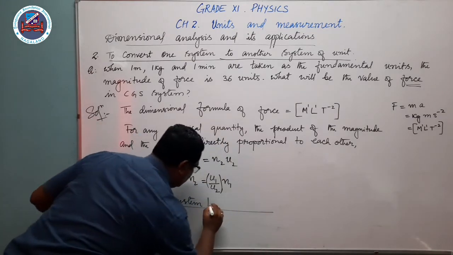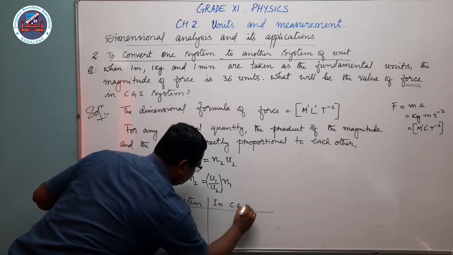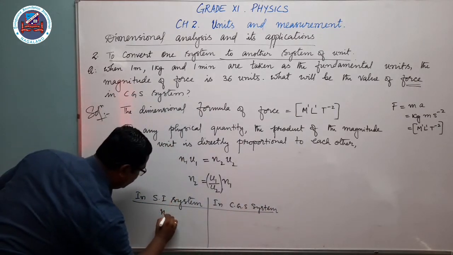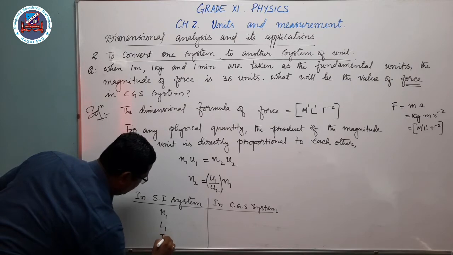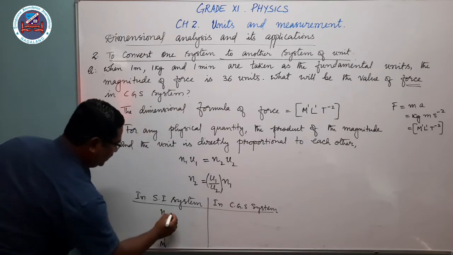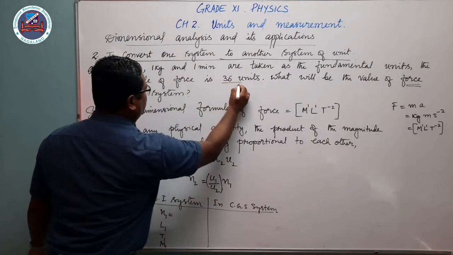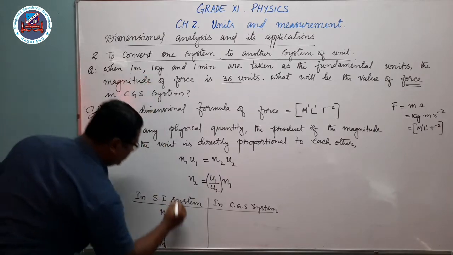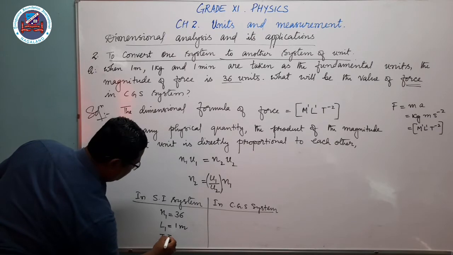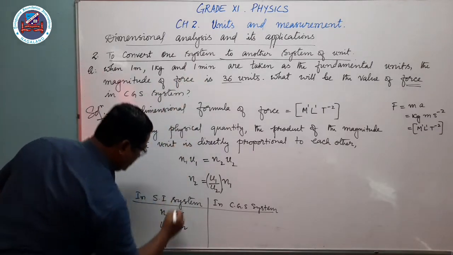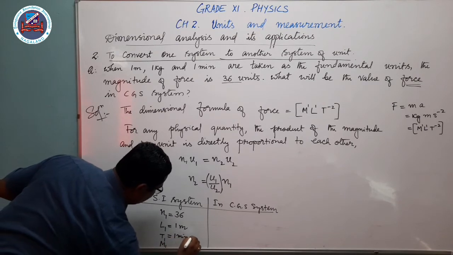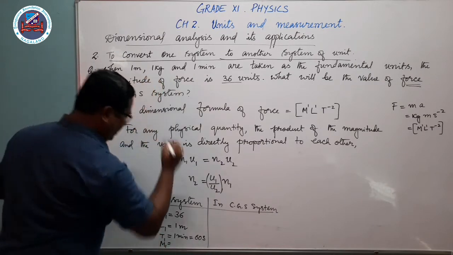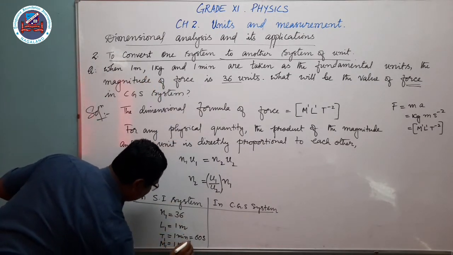And you're going to convert it into CGS system. Here, in the SI system, all we are taking as 1: length also 1, time also 1, mass also 1. N1, the value is given to you, 36 unit. You write 36. Then length is given as 1 meter. You write 1 meter. Time T1 is 1 minute, we write it as 60 seconds. And then mass is 1 kg. So we write 1 kg. Like this you write down.